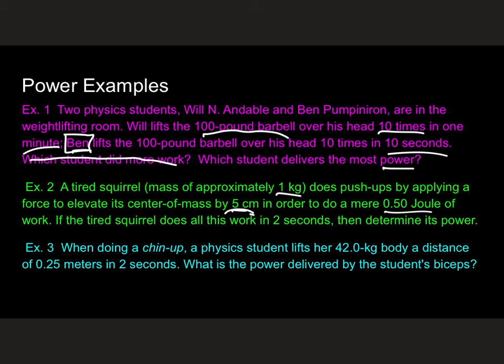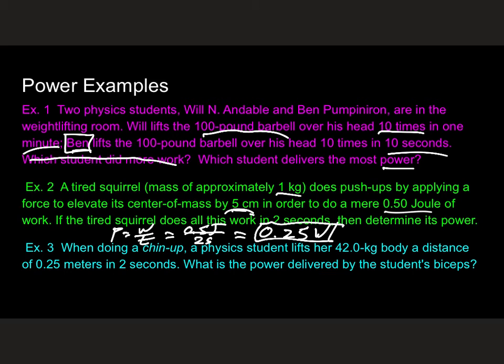So that's all the work that you did. If the tired squirrel does this work in 2 seconds, determine its power. Well, that's a pretty easy problem, because remember, all we really need to do is we said that power is equal to work divided by time. And so we already have that 0.5 joules is the work, 2 seconds is the time. Oh my. So we're going to get 0.25 watts as our overall result.